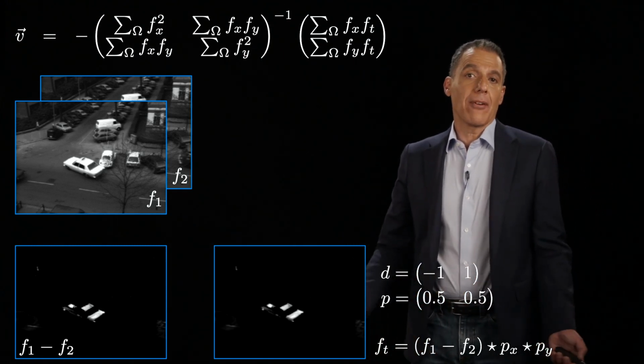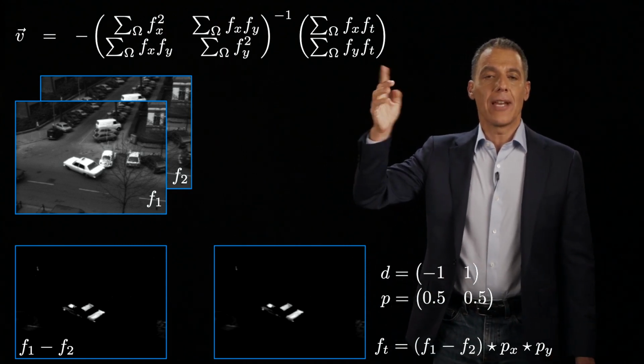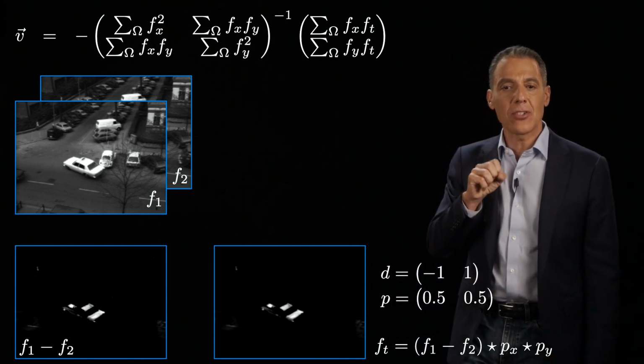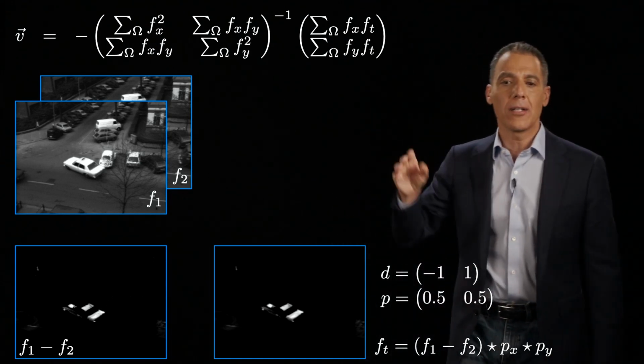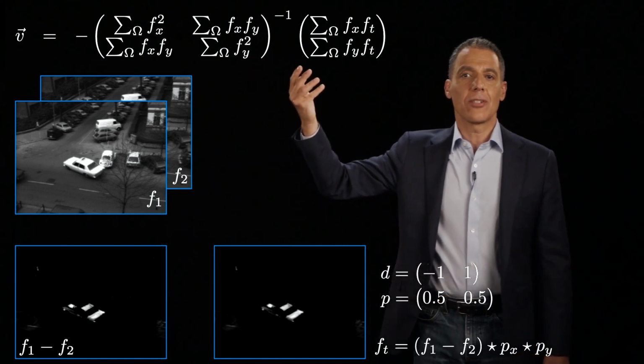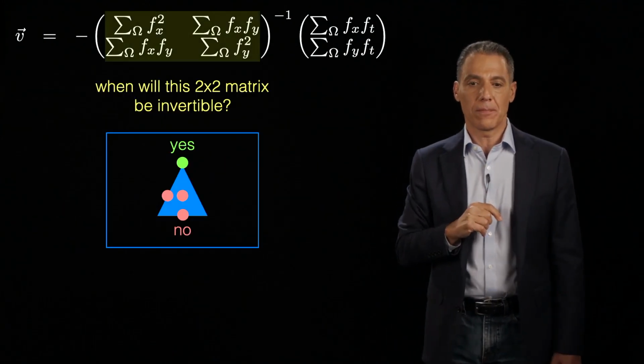And now I have everything I need. I've got my x derivatives, I've got my y derivatives, and now I just need to compute little summations over little patches, 3 by 3, 5 by 5, 7 by 7, whatever you want. Pack everything into this little matrix and this little vector, invert, multiply, and I get an estimate of motion.